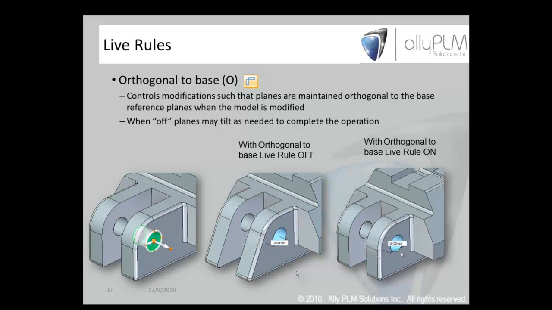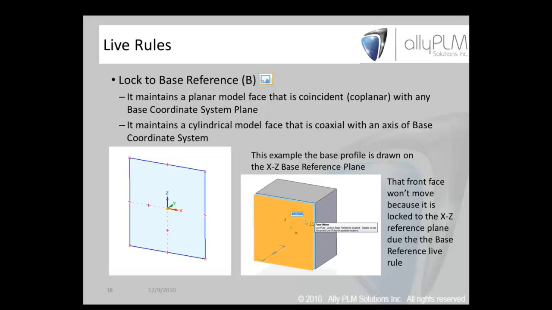New with ST3, we have a lock to base reference plane, and one of the easiest examples to see where this comes into play is on the bottom left. You see where if we drew a rectangle and started our sketch on our construction geometry on the XZ plane, and we extrude straight back away with a finite extent, and then we come back and we have a solid now and we want to move that front face, you're going to notice that it is locked to the base reference plane. So what it's saying is that the face we're trying to move is locked to that XZ reference plane. If you want to move that face, all you need to do is turn off that live rule.